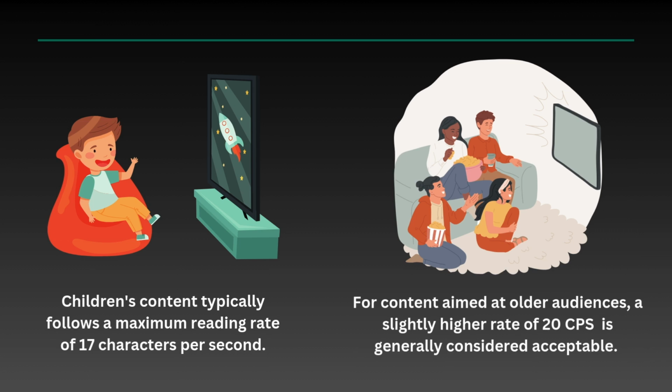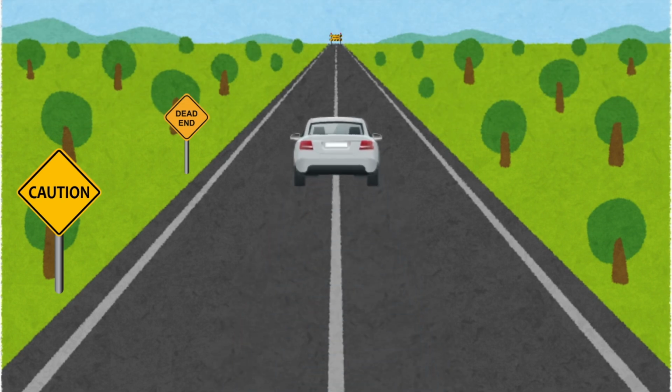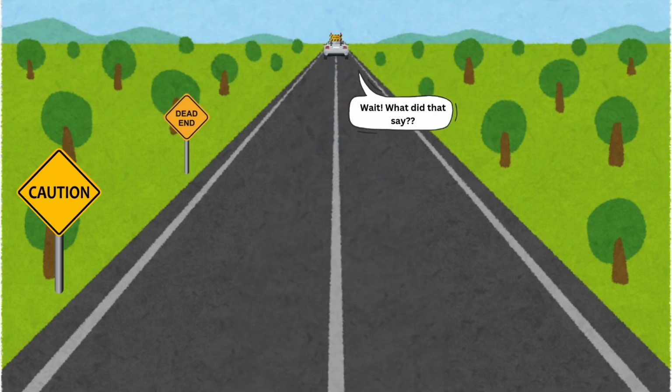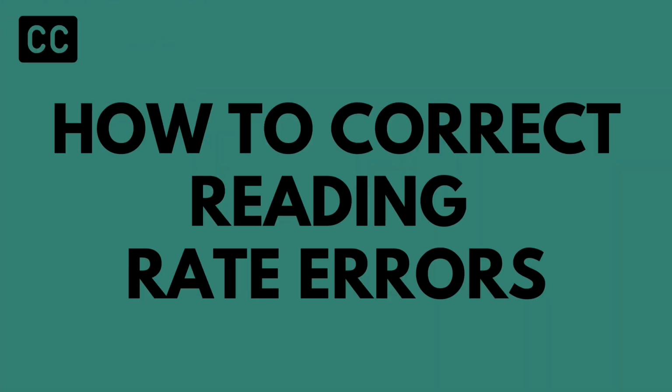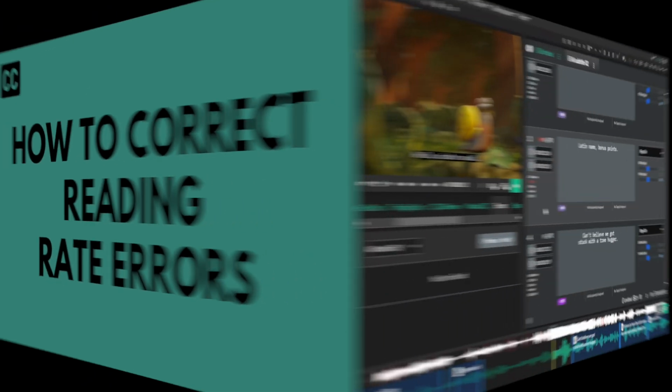When a subtitle's reading rate goes above these limits, it becomes difficult for viewers to comfortably read and process the text while simultaneously watching the video. Think of it like trying to read a sign while driving by too quickly. You might catch a few words, but you'll likely miss the full message. Let's take a look at some real-world examples of reading rate errors and how to correct them.